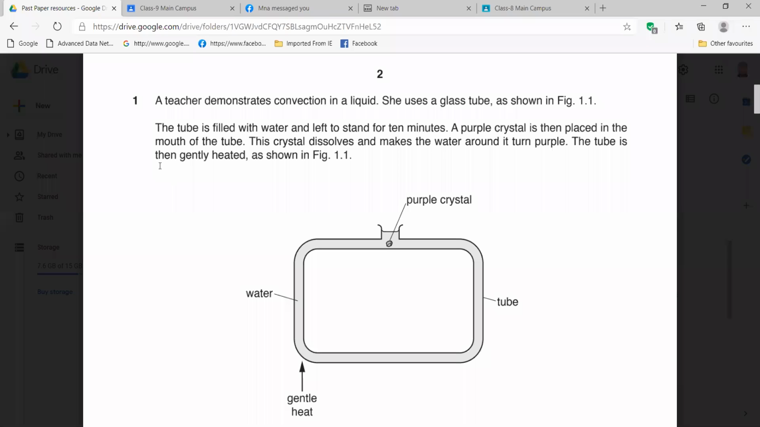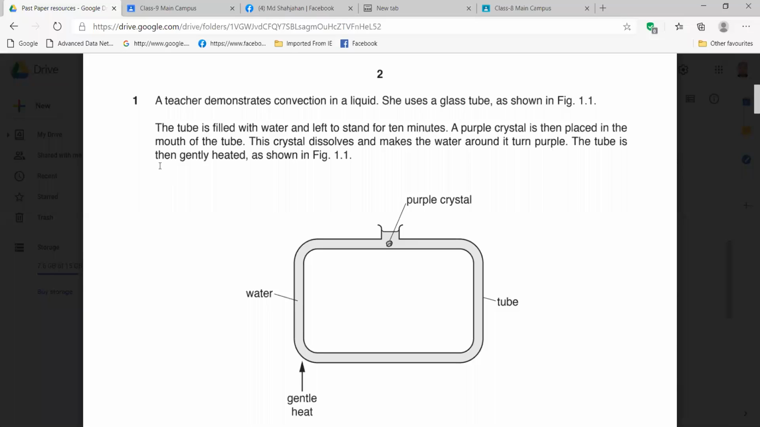Yes, sir. Okay, so this one is related to convection. That is topic 10. Transfer of thermal energy is topic 9. You got conduction, convection, and radiation, right? So this one is related to that. Can anyone read it?